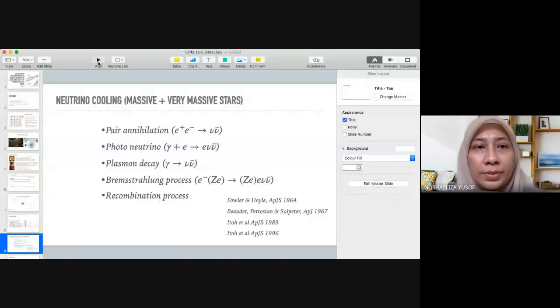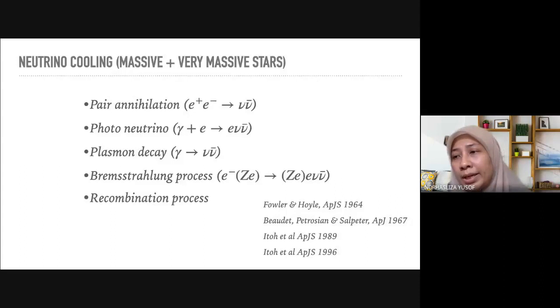Okay, so all this work was first suggested by Fowler and Hoyle back in 1964, and how to derive all these processes was done by Bahcall, Petrosian, and also Dicus. All these processes must be solved using the Weinberg-Salam theory. It's not just that we know the process; we have to deal with the physics behind it before we come to a conclusion.